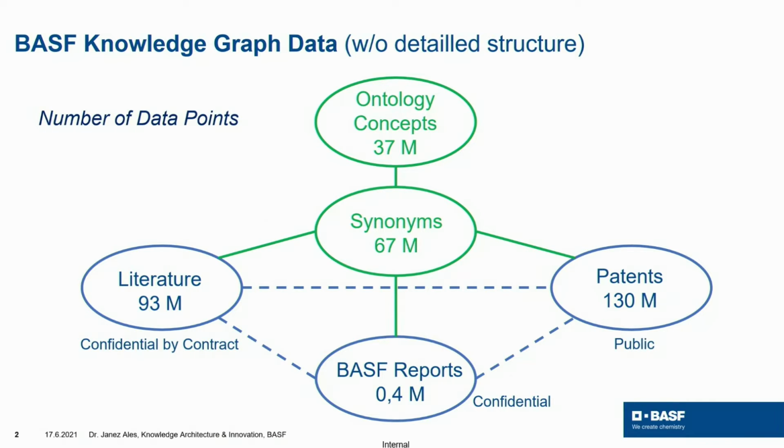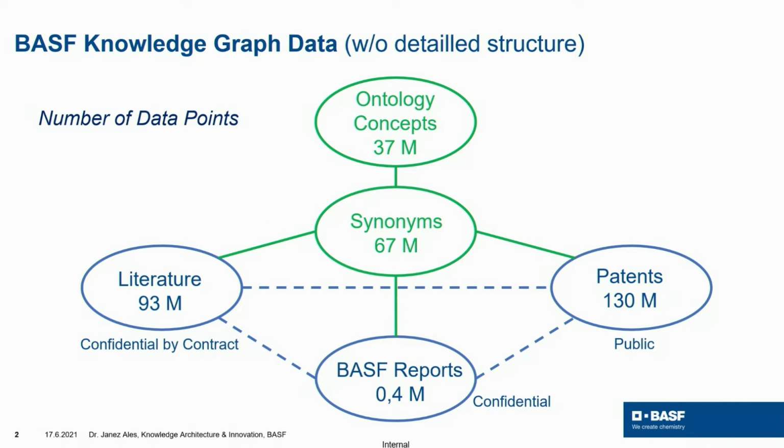Literature is confidential by contract because it's provided by an external provider. And of course, we have BASF reports. It's about 500,000 of them, which are, of course, confidential. On top of that, we have 67 million synonyms, which we annotate our documents on.